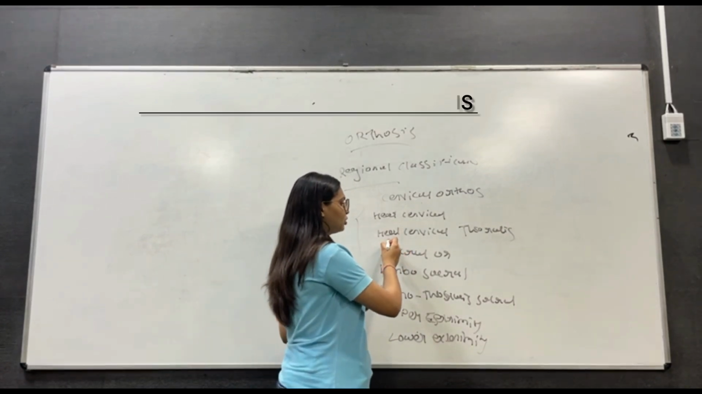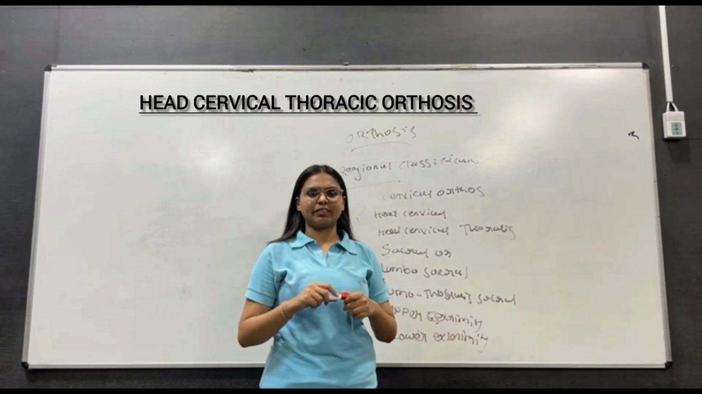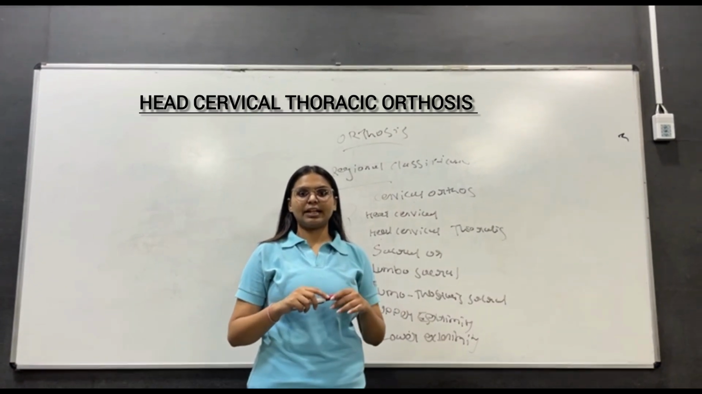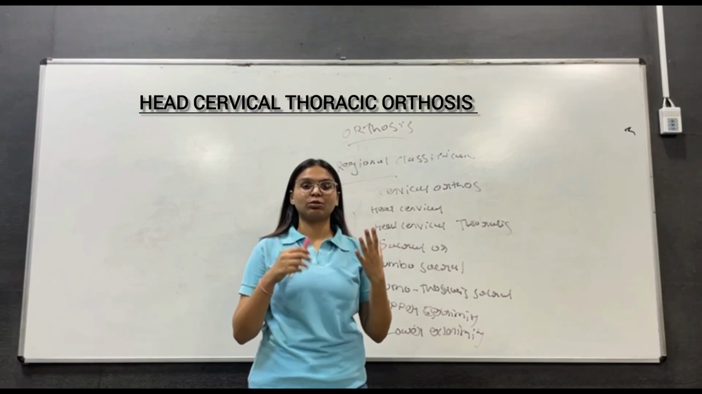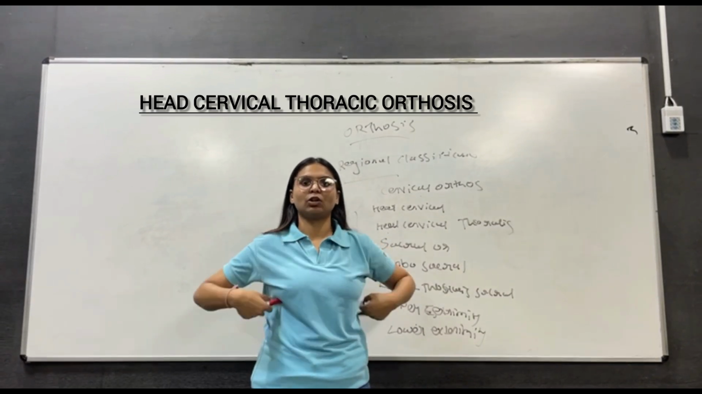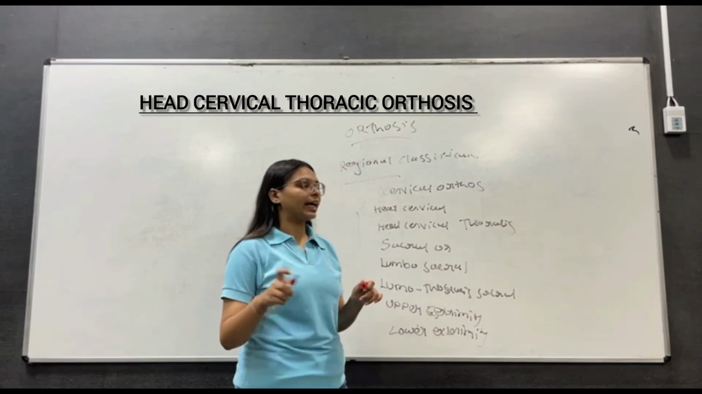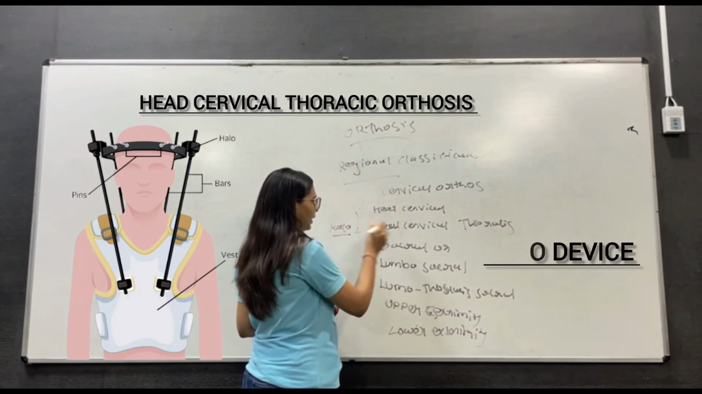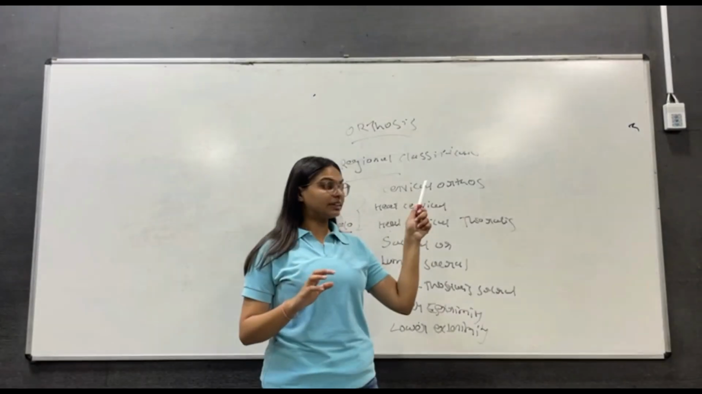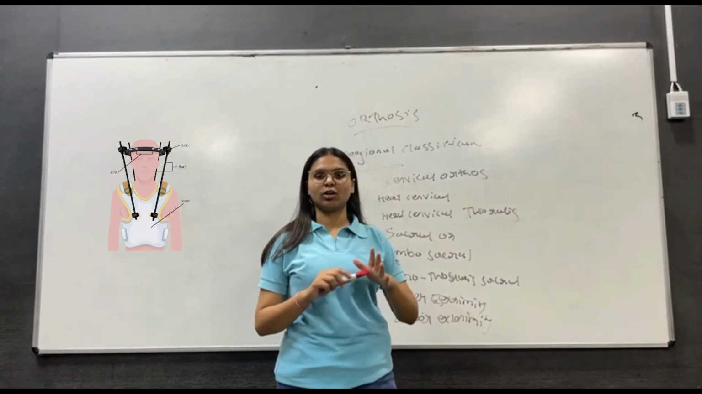Now we will go to the head cervical thoracic orthosis. It is useful when we have to stabilize the head, cervical and thoracic area, three of them together. Mostly a halo device will be used in this orthosis. Now these are the head cervical and head cervical thoracic orthosis.